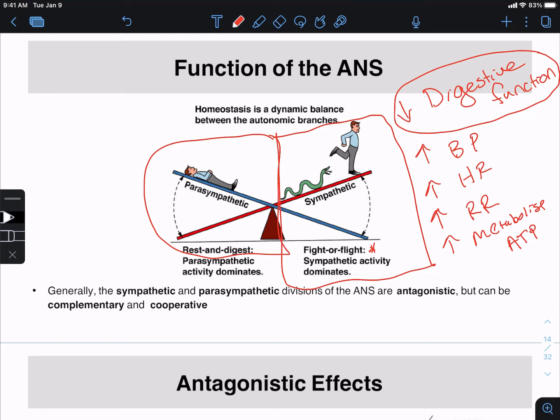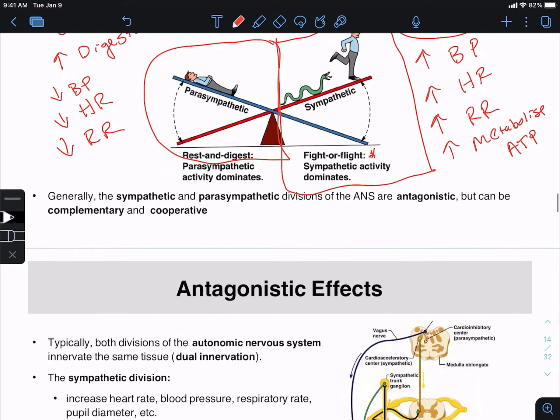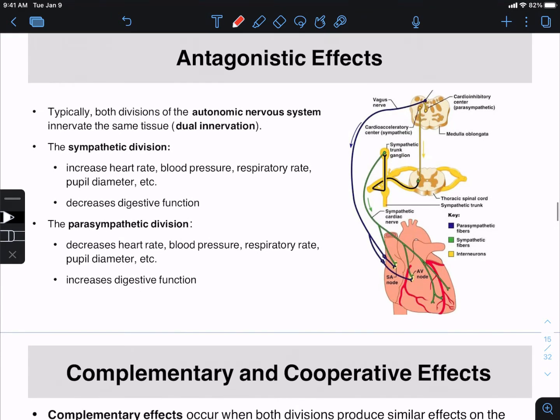It is involved in reproduction, the erection reflex, hence the feed or breed, not bleed. Erection reflex, also important for digestive function, so it's going to increase digestive function. And then it tends to lower blood pressure, lower heart rate, lower respiratory rate, etc. And so we tend to see these antagonistic effects as described.